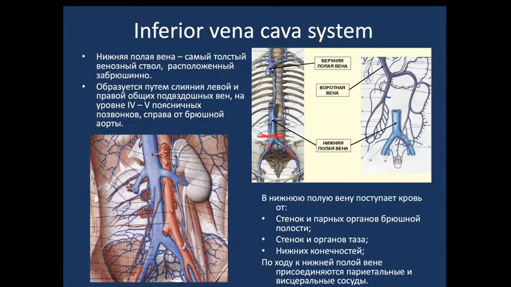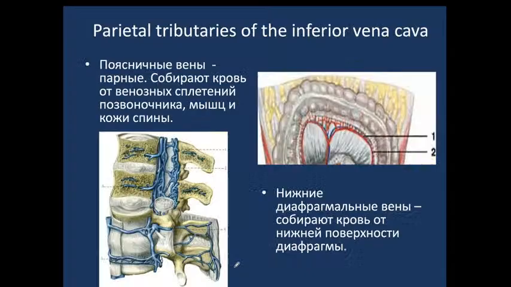Here is the point of formation for the inferior vena cava. The blood comes into the vena cava from the organs, from the kidneys, from the liver, from the abdominal muscles, as well as from the muscles, joints and bones of the lower limbs.